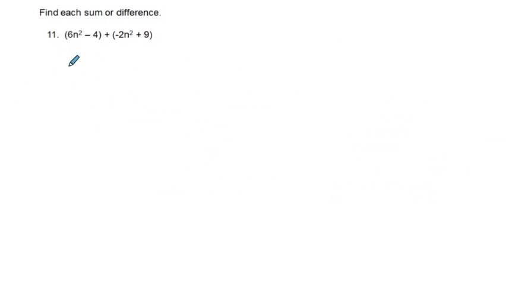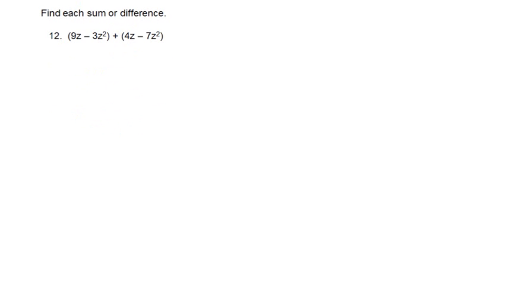Find each sum or difference. Again, we have 6n squared minus 4, so I'm going to rewrite this as 6n squared minus 4, and then we distribute in the second set here the plus sign, so we get minus 2n squared, and it's going to be plus 9. And now combining like terms, we get 6n squared minus 2n squared, which is going to be 4n squared. And we have negative 4 plus 9, which is going to be plus 5. And there we have it. Problem 11.